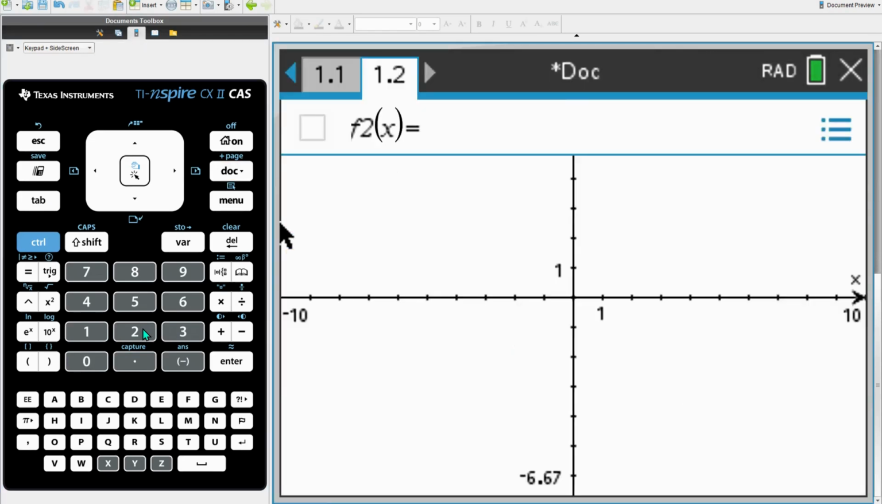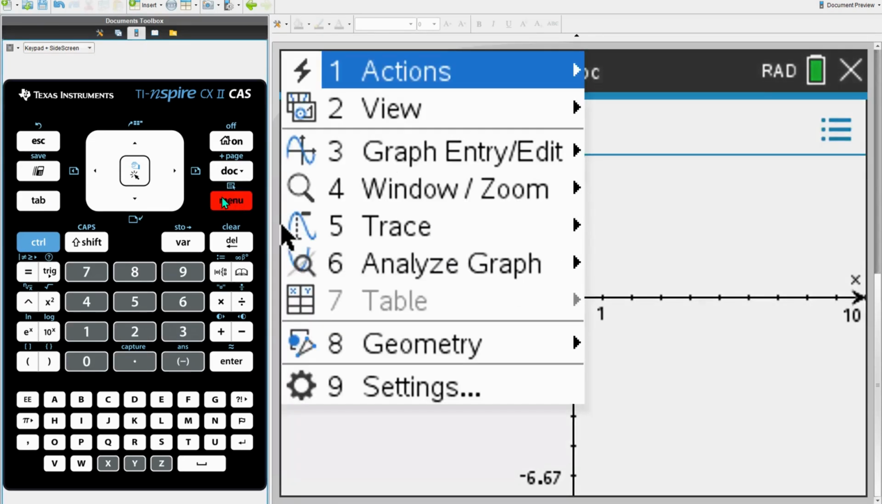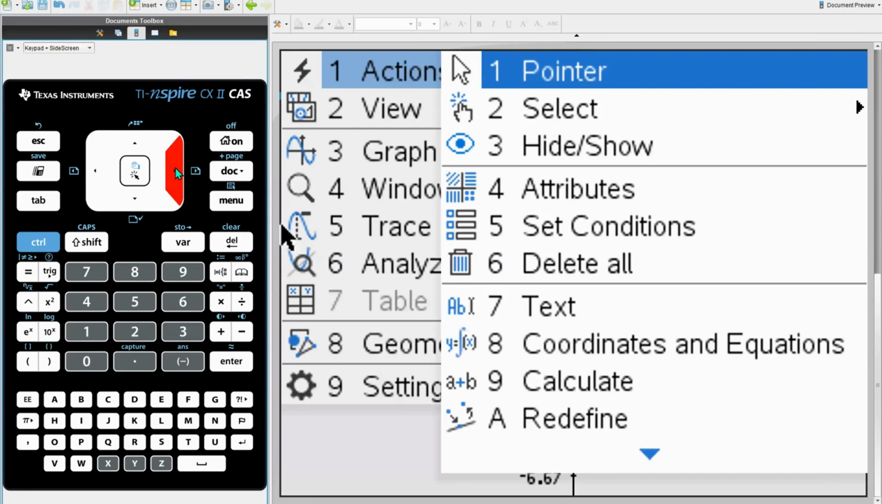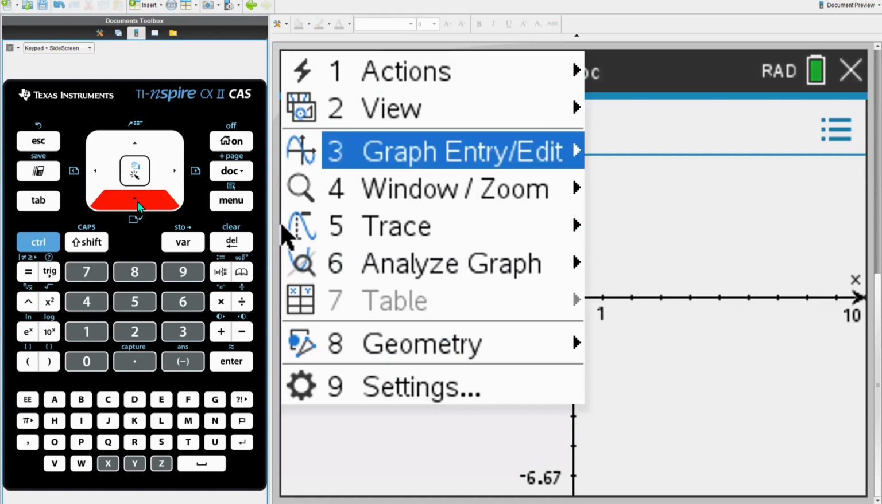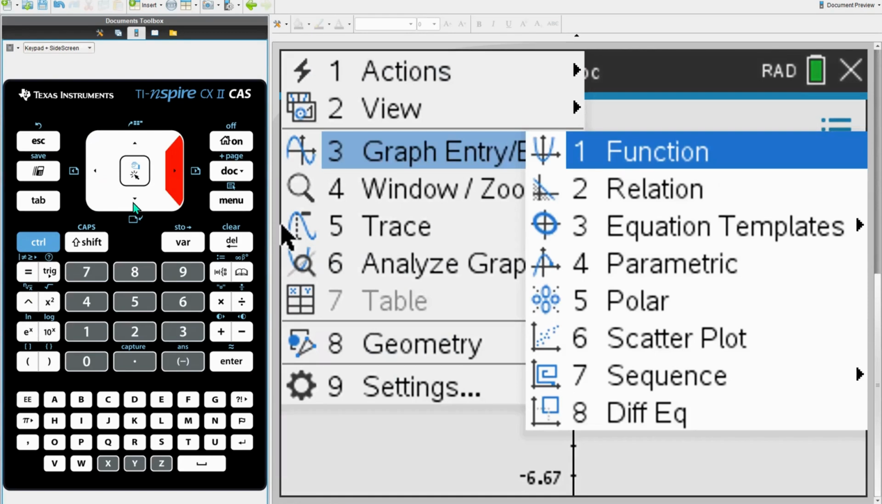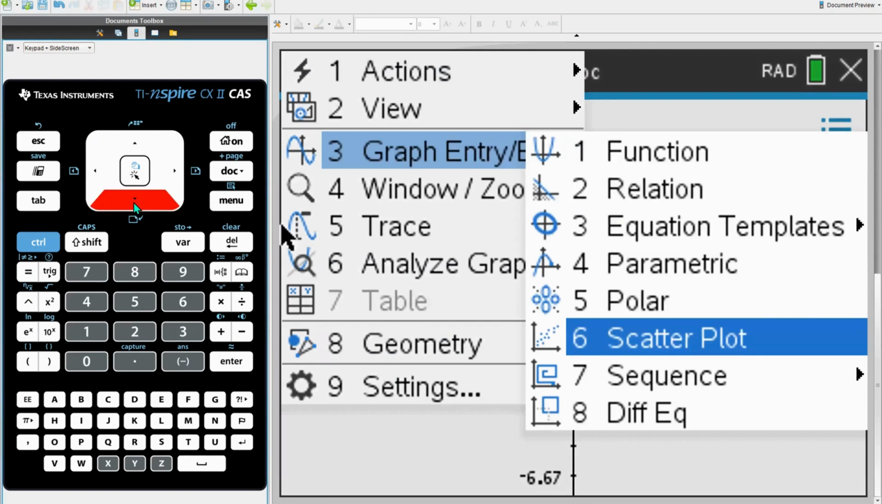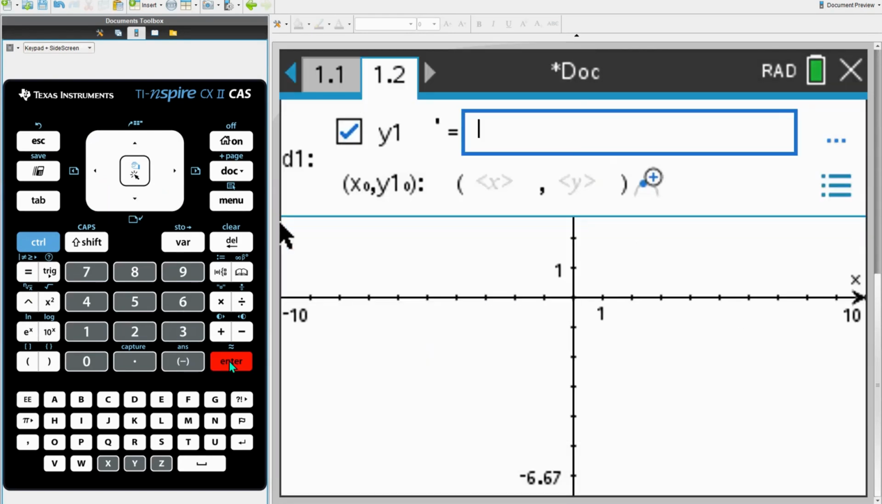And I'm going to change the setup for this particular graphing page not to be in function mode. We're going to go into this graph entry edit mode and say not in function mode, but you can see there's an option here. It says differential equations. If I choose that option, it gives me the opportunity to type in the differential equation.